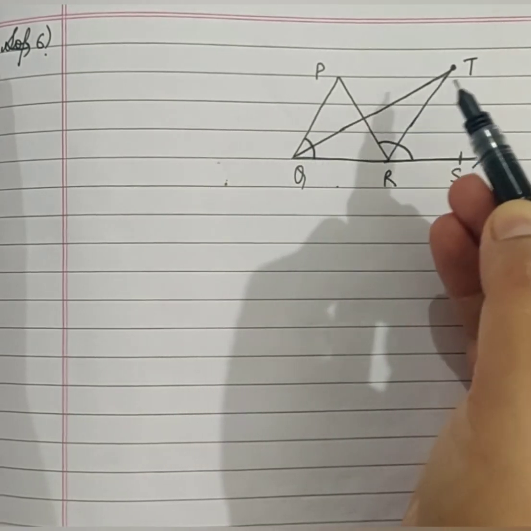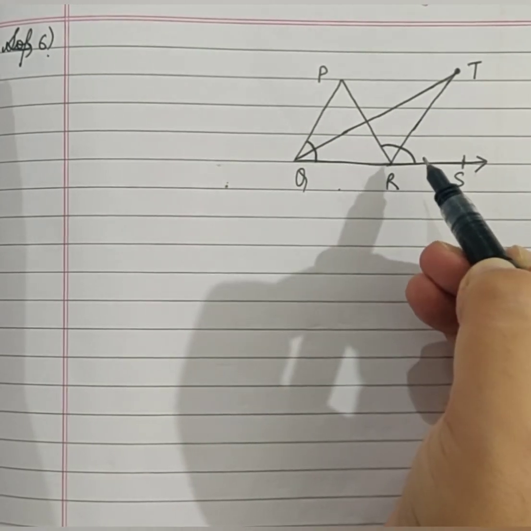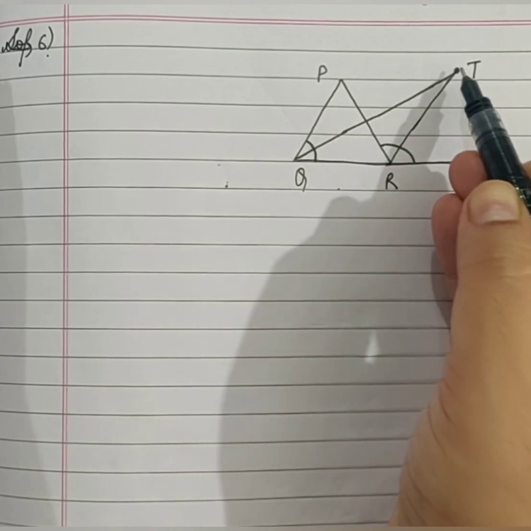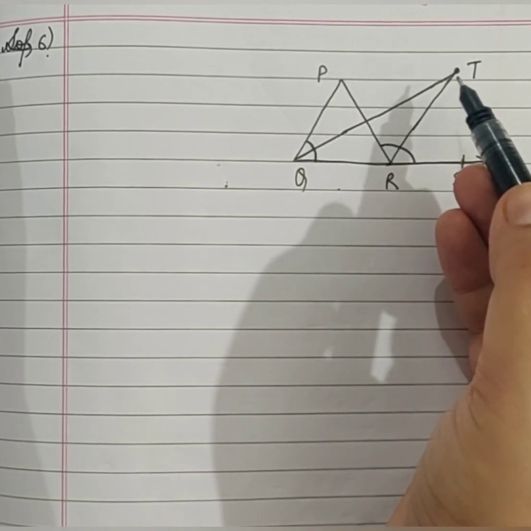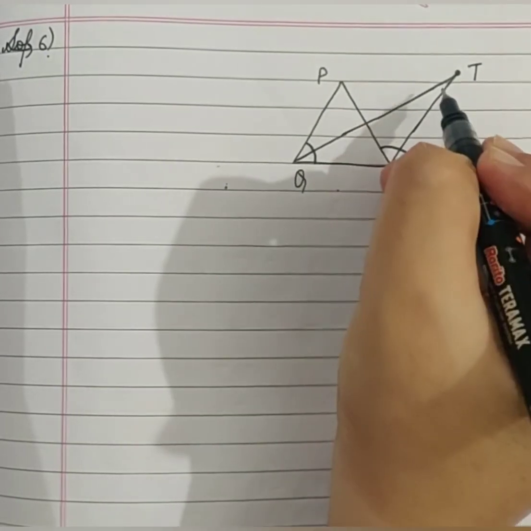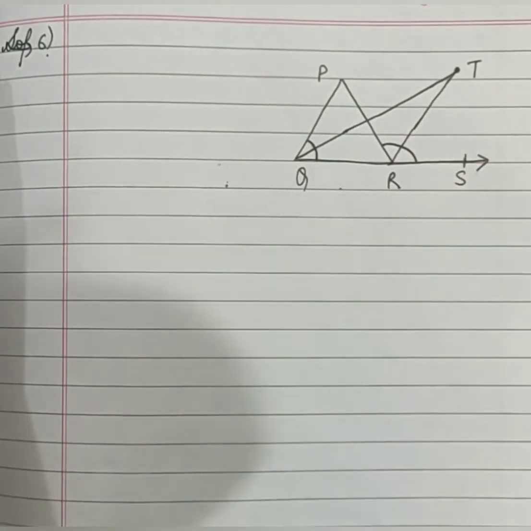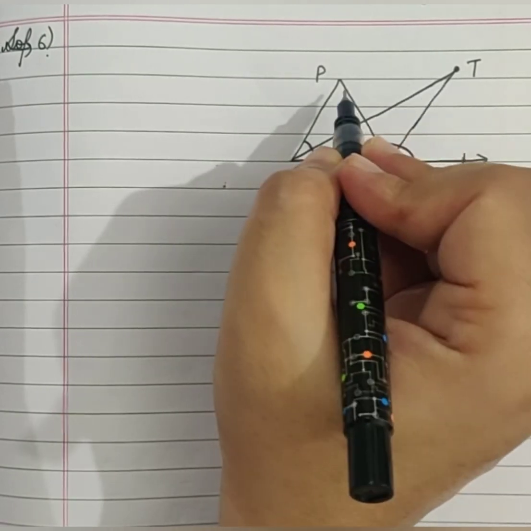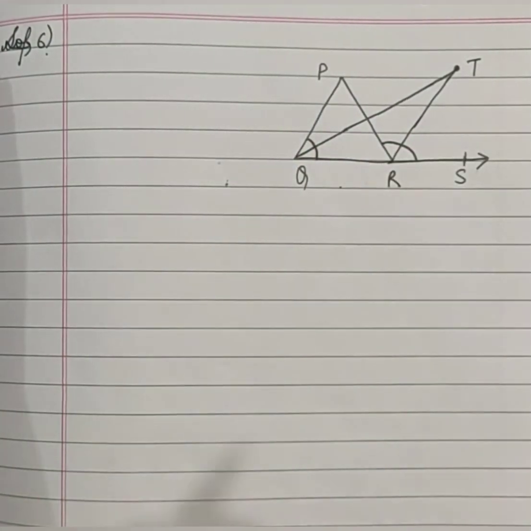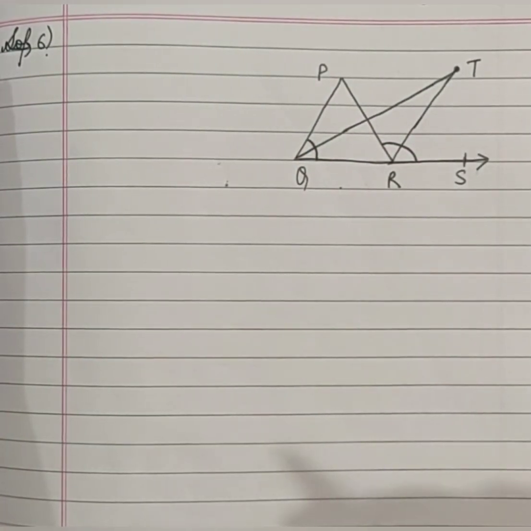If the bisectors of angle PQR and PRS meet at point T, then prove that angle QTR, that means this angle, is equal to half of angle QPR. That means this angle is half of this angle. We are supposed to prove this. See how easy it is to construct a diagram.